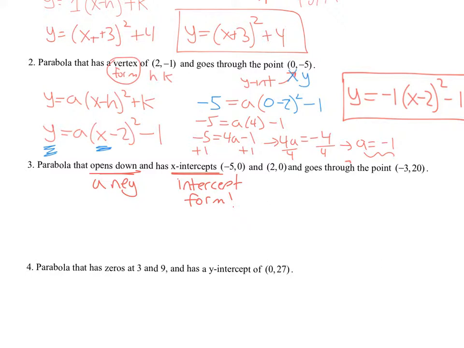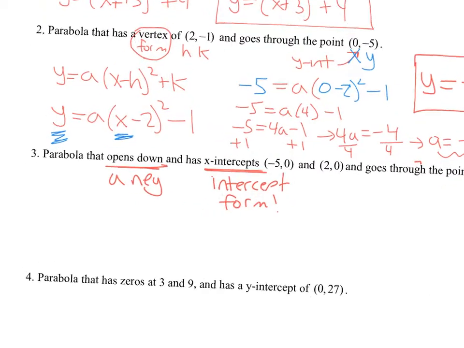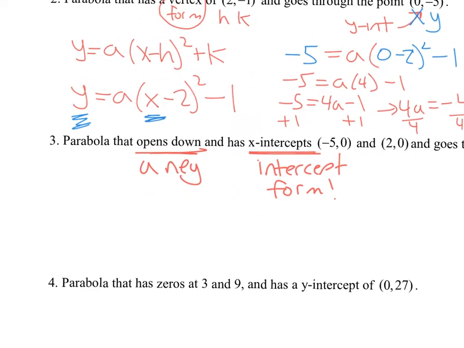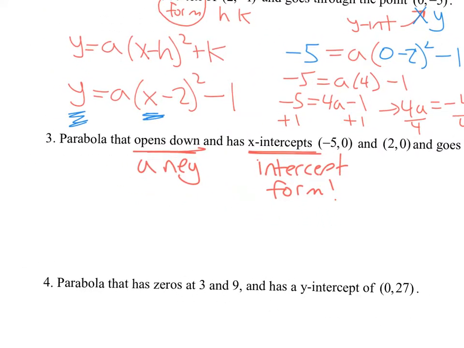So it tells me (-5, 0) and (2, 0) are my intercepts, and it gives me a point that it goes through. So, same as vertex form, we're going to start with the formula. If you need to, go back in your notes and look up that formula. What was the intercept form formula? It was y equals a times (x minus p) times (x minus q).